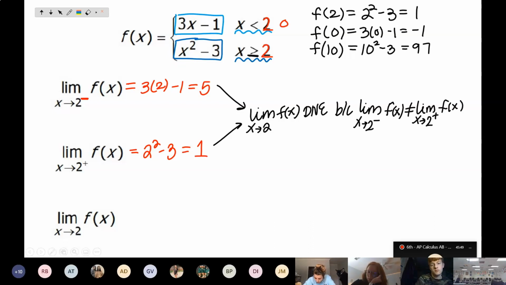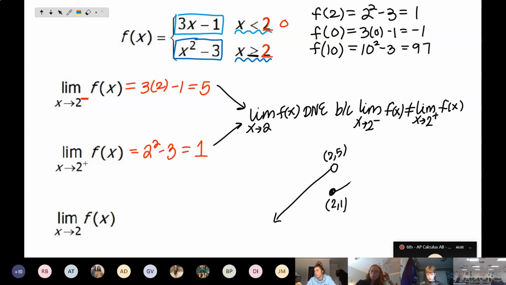If I wanted to graph this one, I'm not going to do a perfect graph, but we basically have 3x minus 1, which would be a line, and there's a hole located at (2, 5). And then the other piece is a quadratic at 2, and it's included, but it's starting at 1 and forming a quadratic. So if you have the graph in front of you, it would be very obvious that the limit does not exist. But without the graph, we were able to check the left-hand side and the right-hand side and see what it looked like from there.